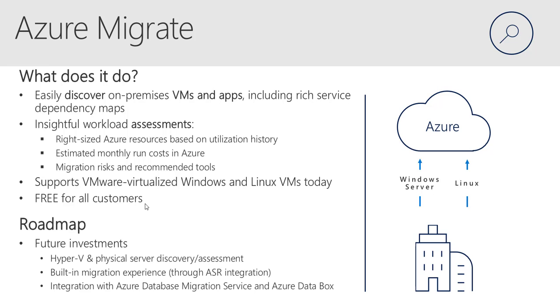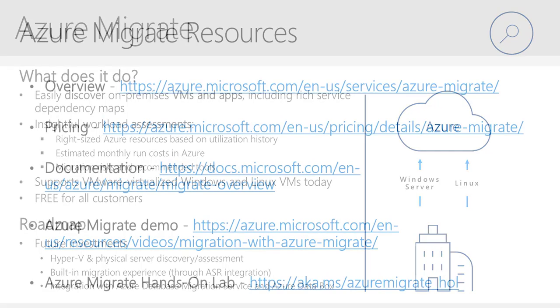Now quickly, let's look at the roadmap and some of the future investments that we're making in this tool. So certainly in the future, we'll see Hyper-V and physical server discovery and assessment come to this tool. If you need that today, that's where you might want to leverage a third-party tool such as Cloudamize, for example. We're also going to see built-in migration with this tool. So today Azure Migrate does discovery and assessment, but in the future we're going to see the migration phase and even the optimize phase integrated into that single tool. So you'll be able to have one tool, Azure Migrate, ultimately to do discovery and assessment, migrate, and optimize.